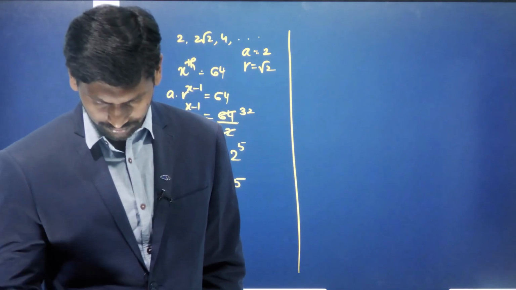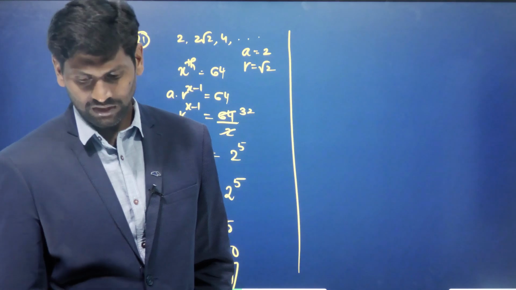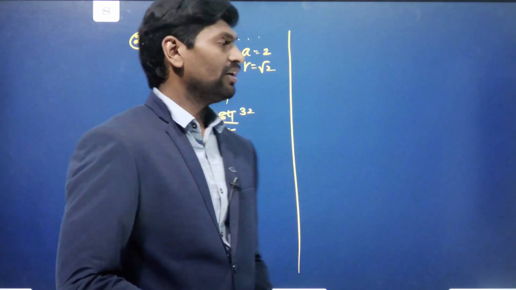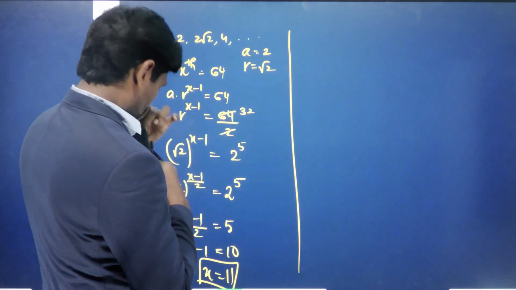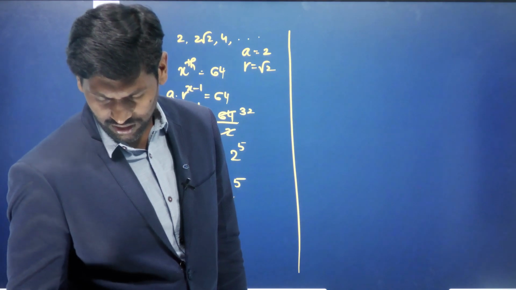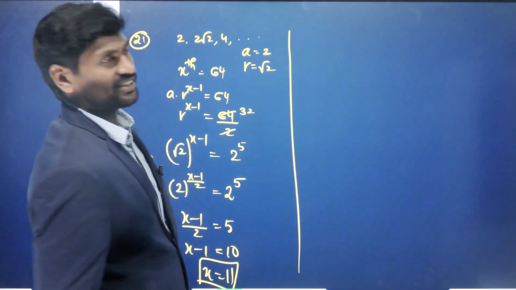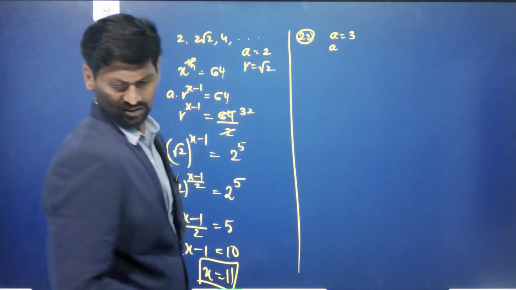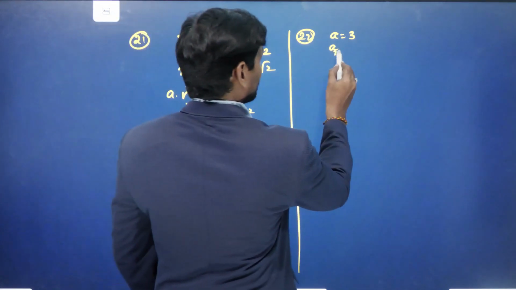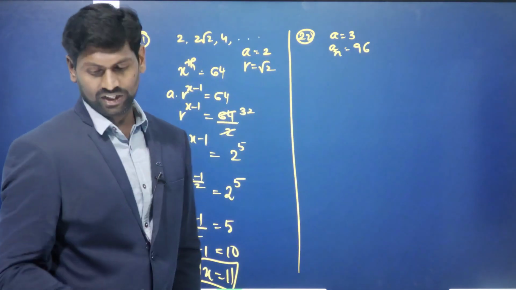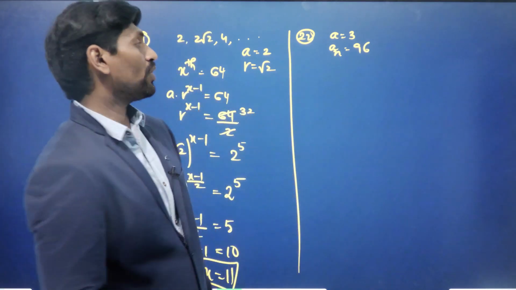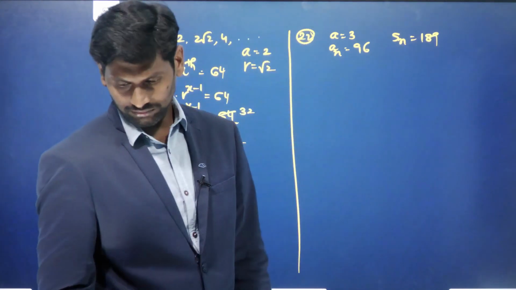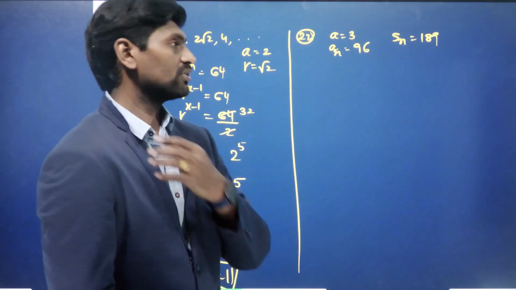Next question, the 22nd one. In a geometric progression, a1 value is 3, the nth term an is 96, and the sum of n terms Sn is 189.